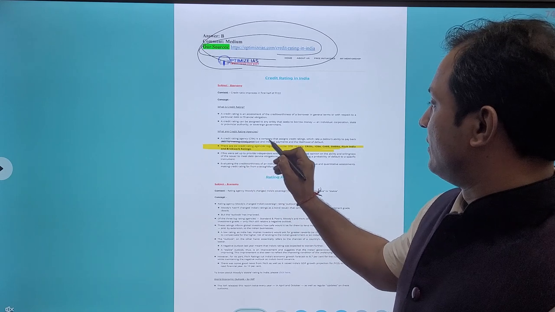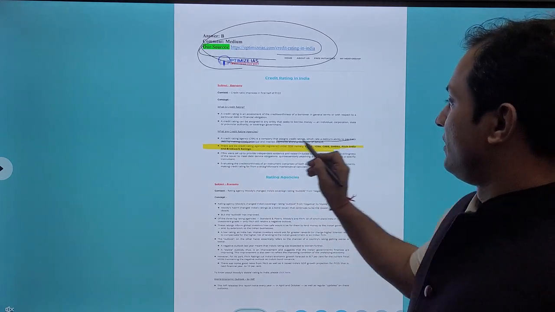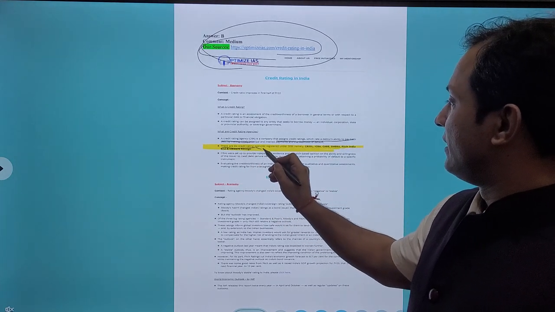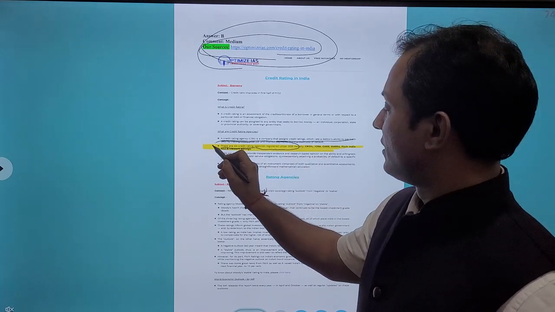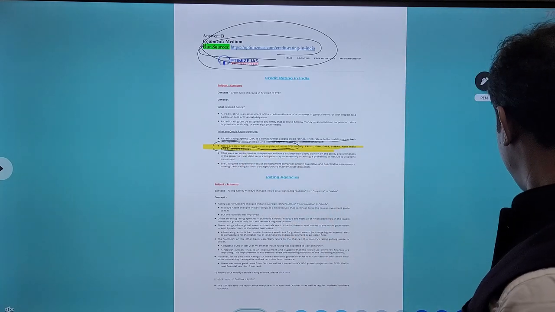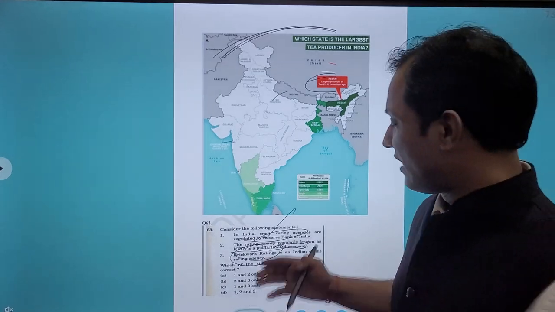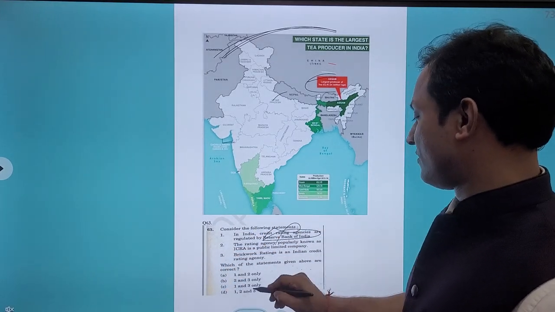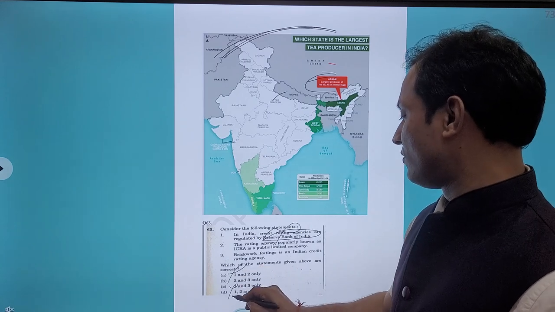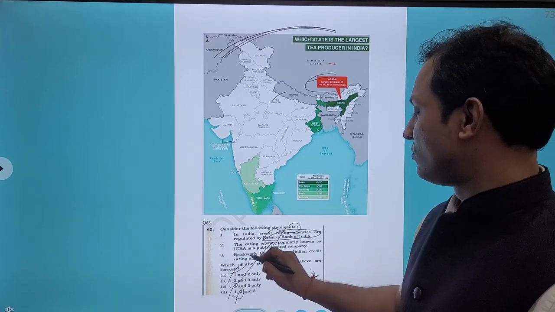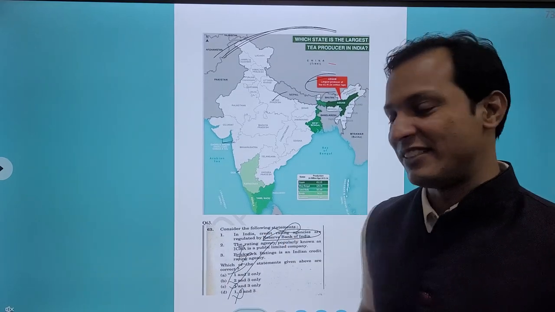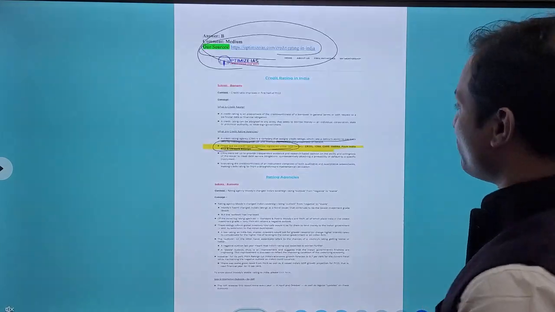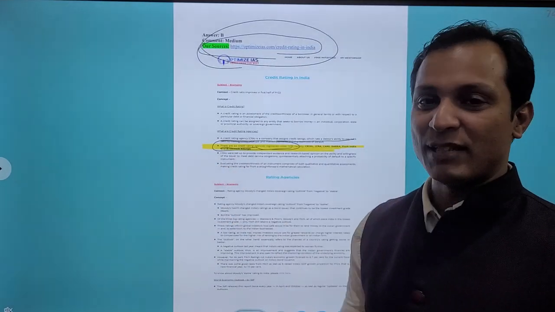Credit rating agency. You see here, there are six credit rating agencies registered under SEBI. You see the kind of notes which I have given you, guys. Registered under the Reserve Bank of India, gone. The answer is 2 and 3. No need to do this, but that also I have mentioned. It appears that UPSC has read this DPN and has framed this question.